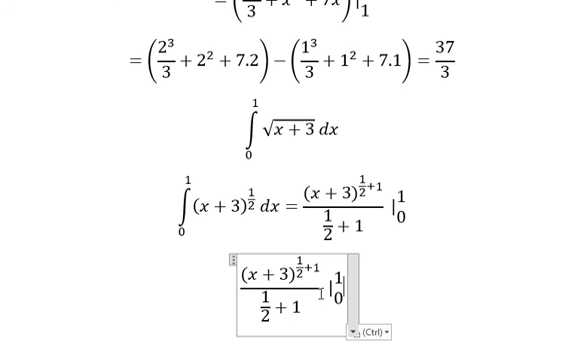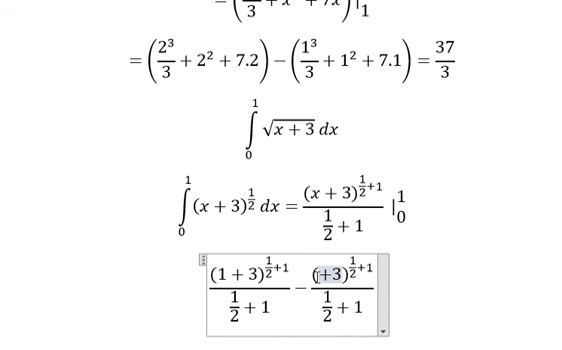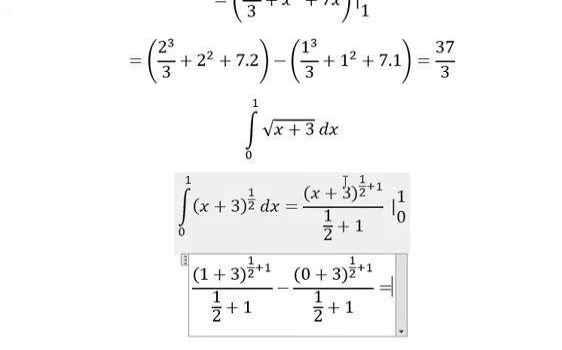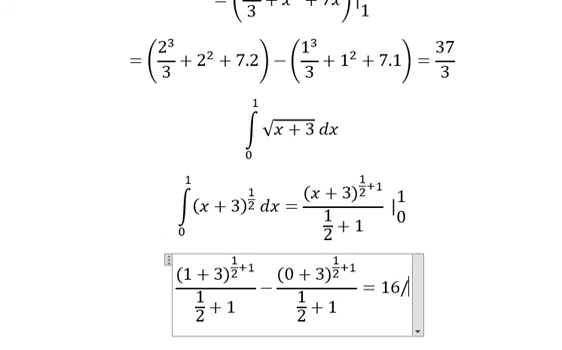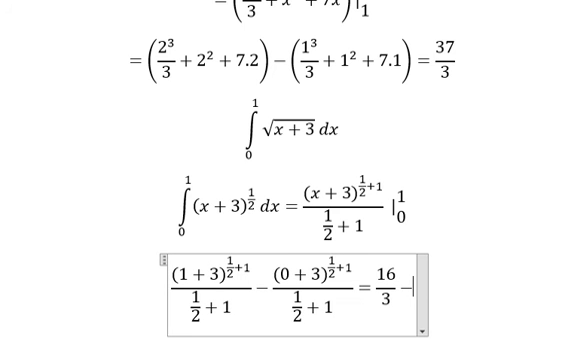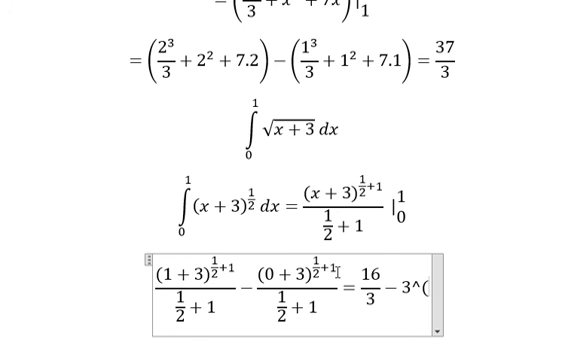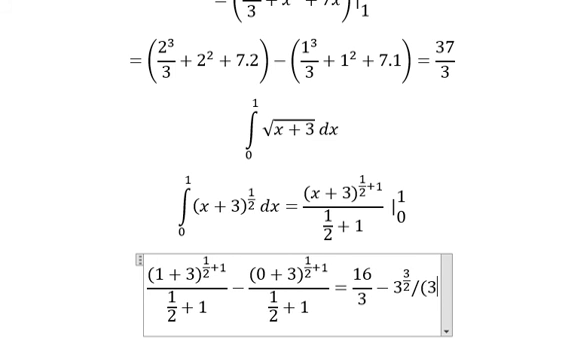So we put number 1 and number 0 go in here. And now we can get the final answer. We have 16 over 3 minus number 3 to the power of 3 over 2 over 3 over 2.